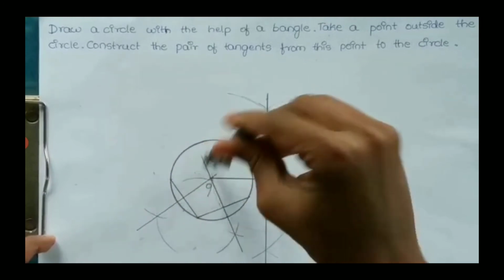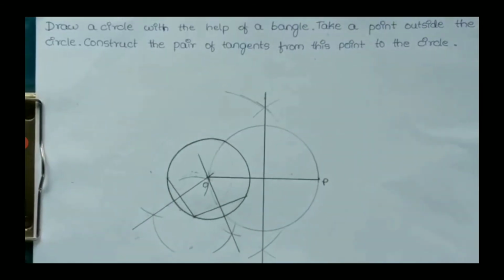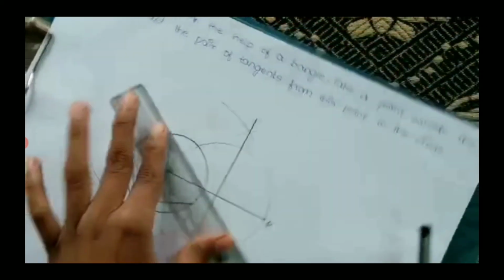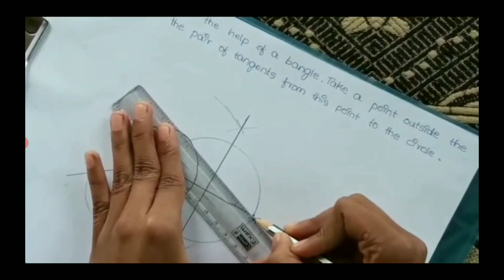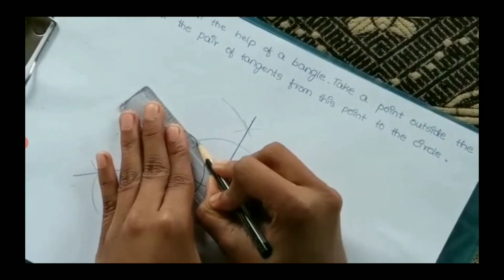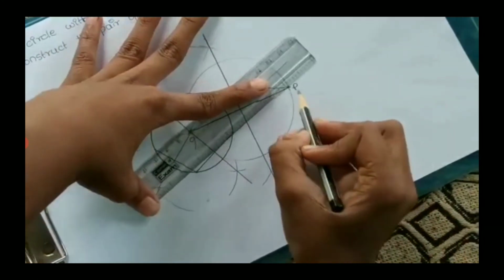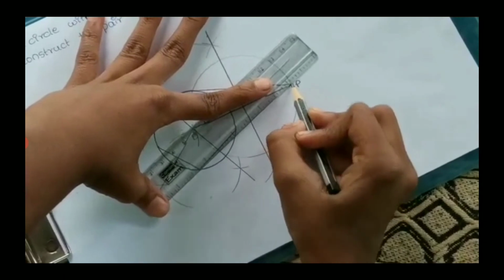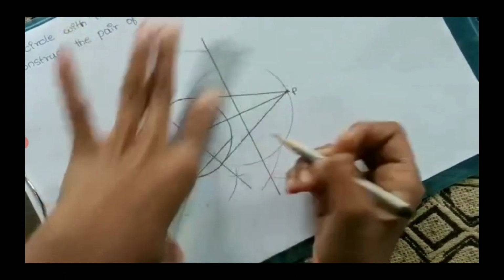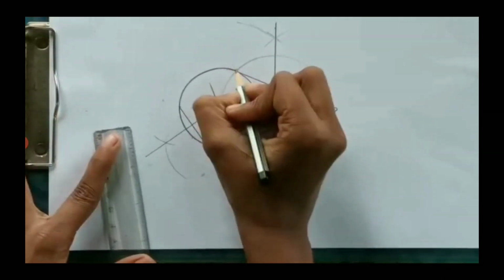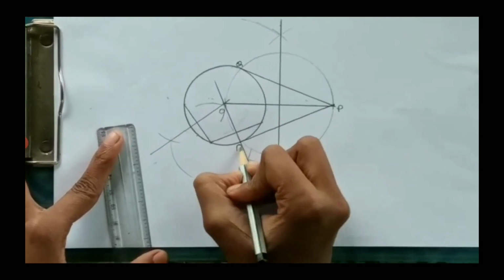Draw the circle here. The point at which both the circles meet is the point of contact. Now you got a point of contact. Join those two points. You got two tangents. One is PQ, the other one is PR.